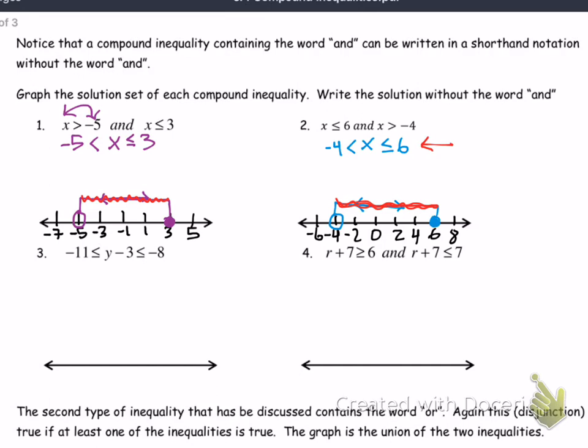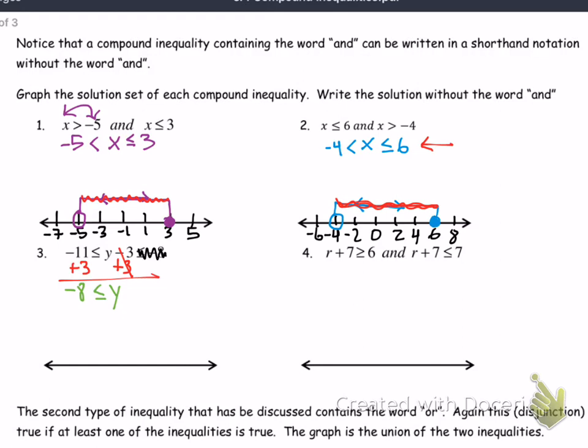Number 3, before we graph it, we've got to get y by itself. Again, I'm going to cover up the right side and start solving. When you add 3 on both sides, you get -8 is less than or equal to y, or y is greater than or equal to -8. Now, you can graph it first if you want to, but you can't forget about the right side.